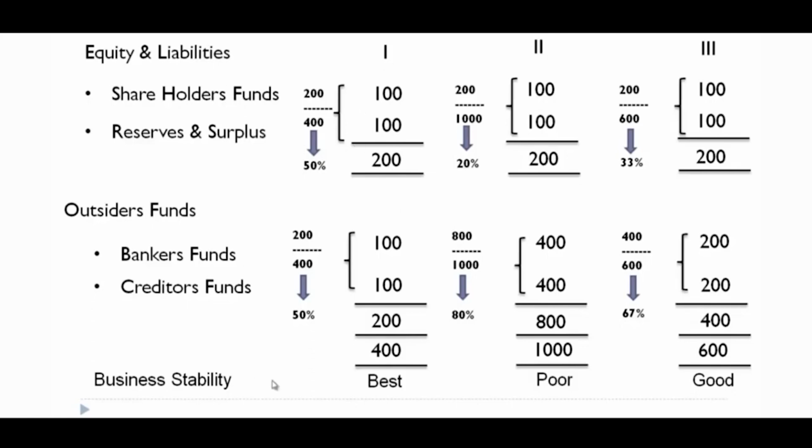Here the owner fund is 50, outsiders 50, and it undergoes various changes. So higher the owner fund, better is the long-term stability of the business.